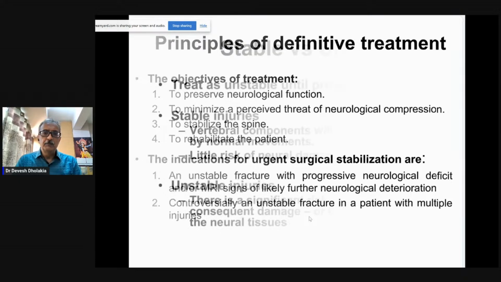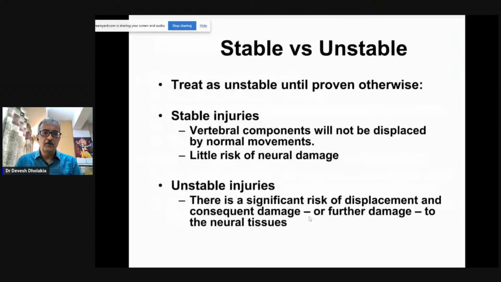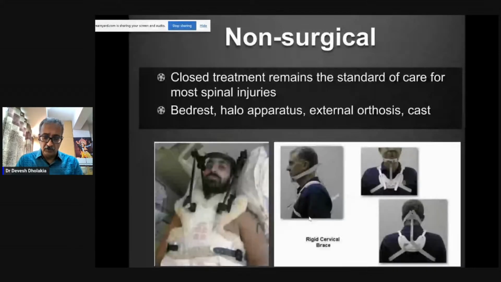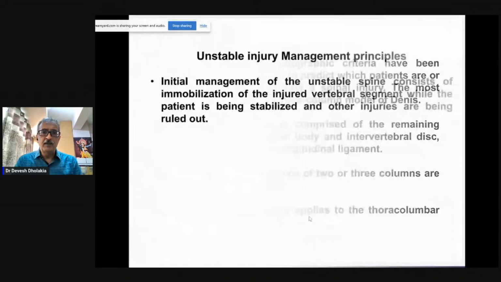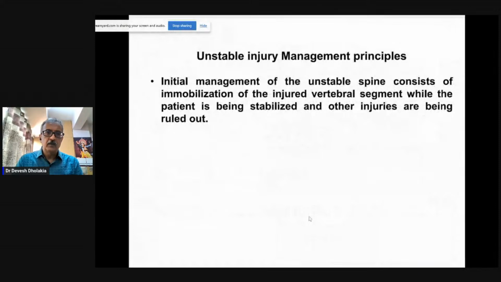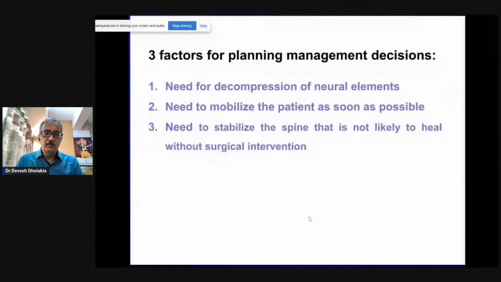Treat as unstable till proven otherwise. In stable injuries, vertebral components will not be displaced by normal movements, while in unstable injuries, there is a risk of displacement and further damage to the neural tissue. So, non-surgical treatment, as we already talked. The unstable injuries management principles remain the same. Needs to decompress the neural elements, stabilize the spine, fuse the spine, and the patient can be mobilized as early as possible.